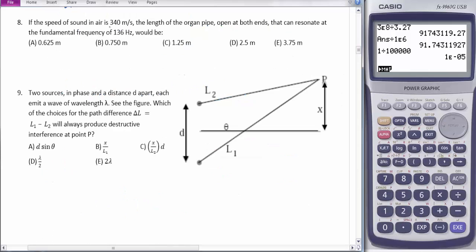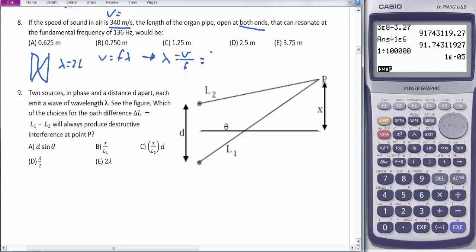Question 8. If the speed of sound in air is 340 meters per second, the length of the organ pipe open at both ends that can resonate at the fundamental frequency of 136 Hertz would be what? Well, if I was to draw that wave, it might look something like this in an open pipe. And so I know that lambda equals 2L, and I know that v equals f lambda, and I need to find out what my wavelength is, so I'm going to rearrange this for lambda. So lambda equals v over f.